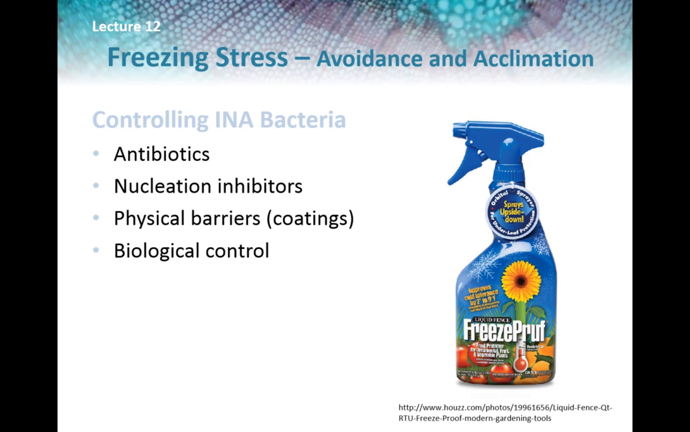Biological control involves the introduction of competitive bacteria that are not ice-nucleating active. The idea is for the competitive bacteria to use the available nutrients and delay or reduce colonization by INA bacteria. This approach is where genetically engineered organisms came in, although naturally selected bacteria could also be used.